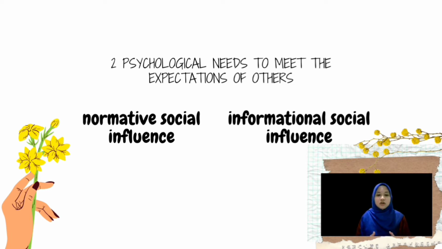Next is informational social influence. So what is meant by informational social influence? It is when a person changes his behavior to be right. There are situations where we don't know the right response. An individual always looks at another individual who is better and higher in knowledge and takes it as a guide for the individual's own behavior. For example, in a class, a student agrees with other students who are smarter than him.